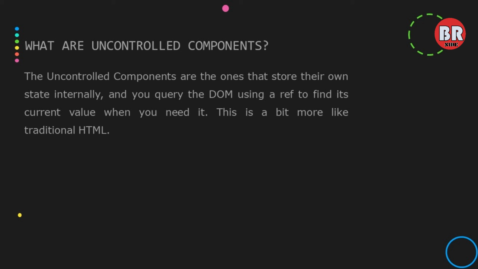What are uncontrolled components? The uncontrolled components are the ones that store their own state internally, and you query the DOM using a ref to find its current value when you need it. This is a bit more like traditional HTML.